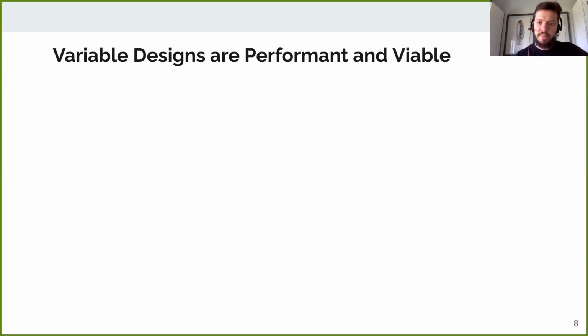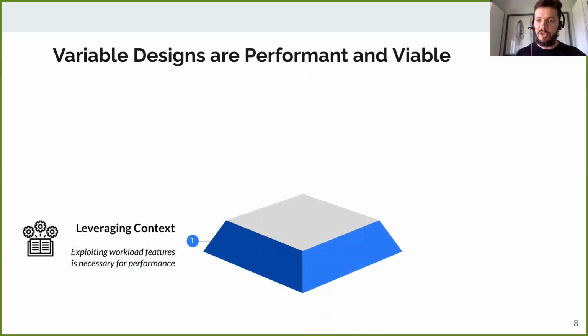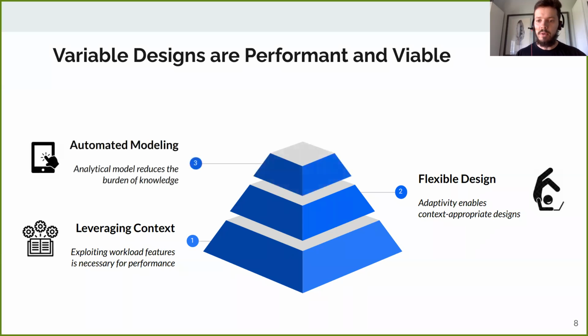Therefore, the core intuition behind Proteus is that filters with variable designs are performant and viable. We summarize the 4 key steps to build Proteus. So first, the cornerstone is our capability to leverage the context. We extract workload features to be performant. Then we can build a filter with flexible designs based off of workload features, the design parameters being chosen to optimize performance. On top of this flexible design, we build an automated analytical model to choose the right parameters and make a filter easy to use.